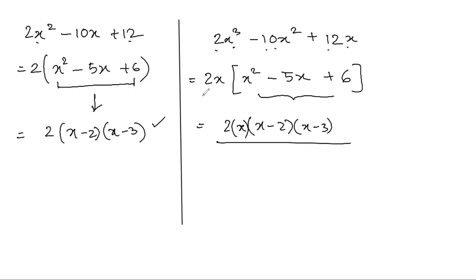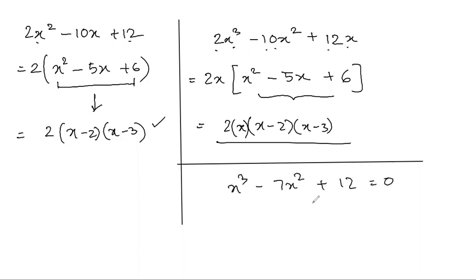Note that any random cubic expression, if they give you to factorize, it will be very difficult and it will not be asked in the test. If you ask why I don't show a difficult cubic factorization, like say randomly x cube minus 7x squared plus 12, this is a cubic, but can I factorize this? Not necessarily. I might not be able to factorize.